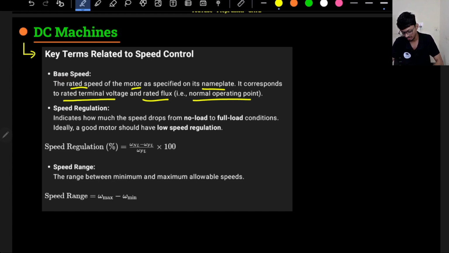Okay. Now what is speed regulation? Speed regulation is the same as voltage regulation. It is the drop from no load speed to full load condition. Ideally, a good motor should have low speed regulation, similar to voltage regulation in the case of a generator. Initially, if the motor was not driving any load, it will rotate at a very good speed. Once I connect a load, the load will provide an opposing torque, so now the speed will reduce because it will decelerate. So this is the formula for speed regulation.